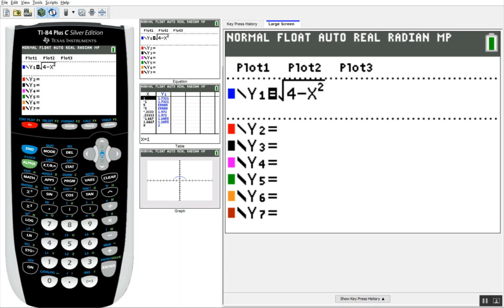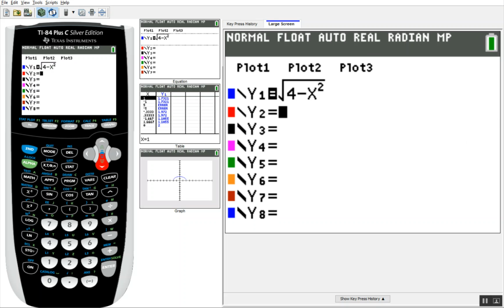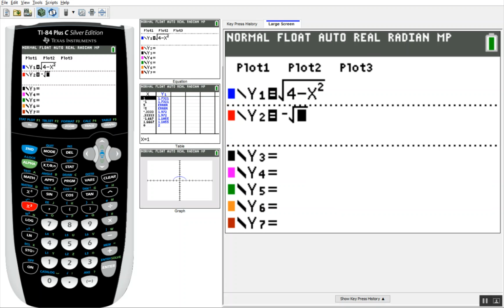Going back to the equation now, if I hit down, I can go to the next problem, and now, be careful. You want to use this button right down here below the 3 for a negative sign. You do not want to use this button to the right of 6, that is subtraction. And if I use subtraction, you'll get an error. So make sure when you're using negative signs, use the negative button way down here below the number 3 key. But everything else remains the same. Square root of 4 minus x squared.